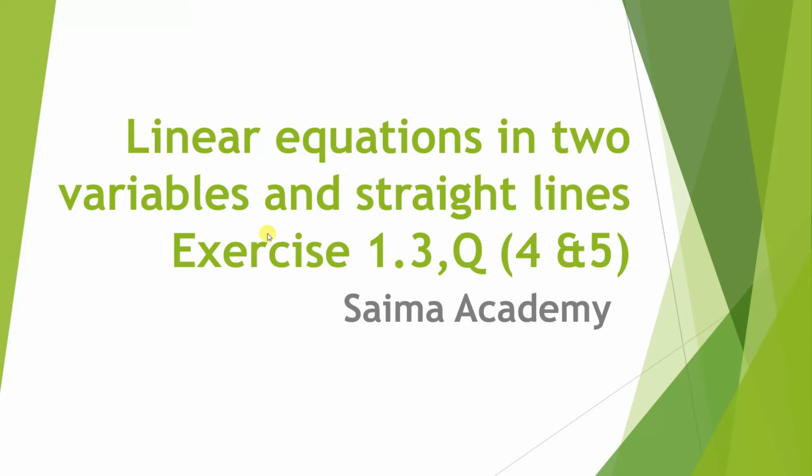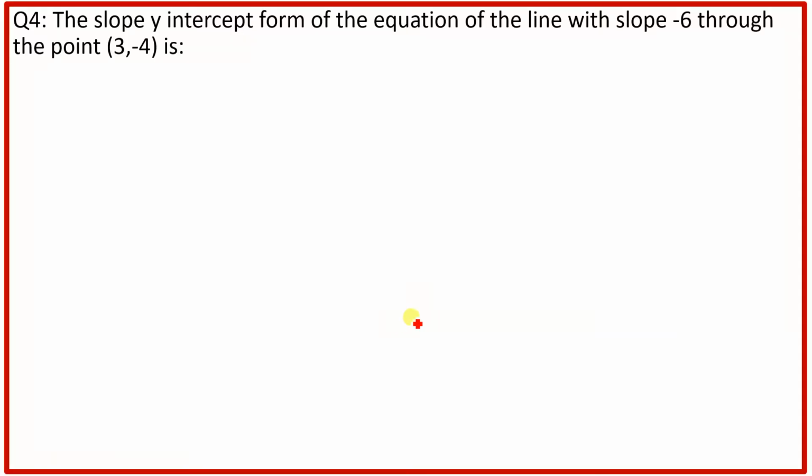In this lesson of linear equations in two variables and straight lines, we will solve questions number 4 and 5 of exercise 1.3. In question number 4, we have the slope y-intercept form. This is the important point. Y-intercept means we have to solve for y, the form of the equation of the line with slope -6 through the point (3, -4). 3 represents x and this is y. So it is very simple.